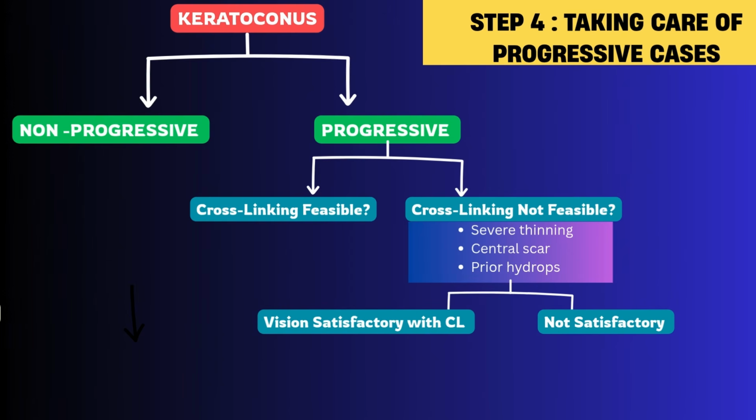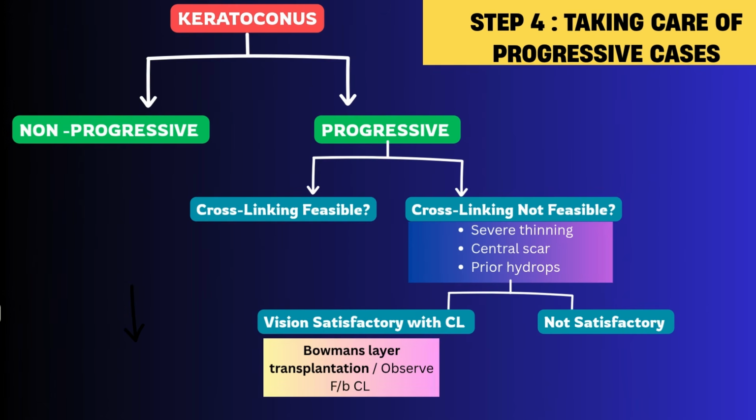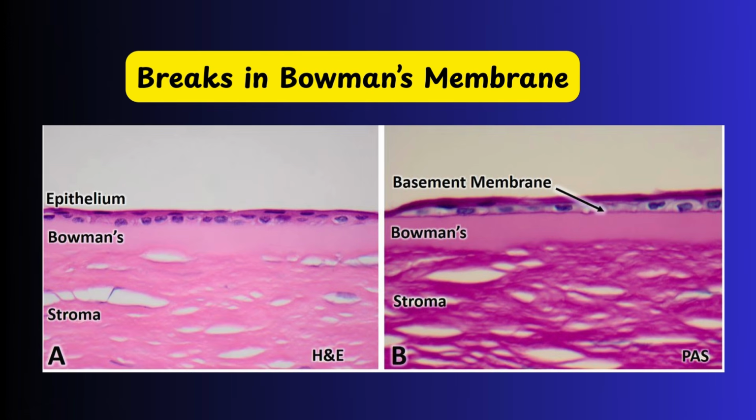So how do you do visual rehabilitation in non-cross-linking candidates? If the vision is satisfactory with the contact lenses, remember I told you that in all the patients we have to do a contact lens trial and assess the visual potential of the patient. So if the vision is satisfactory with contact lenses, then one option you can consider is the Bowman's layer transplantation, and this can be followed by the continued use of contact lens. Now, what exactly is this Bowman's layer transplantation? Let me break it down for you.